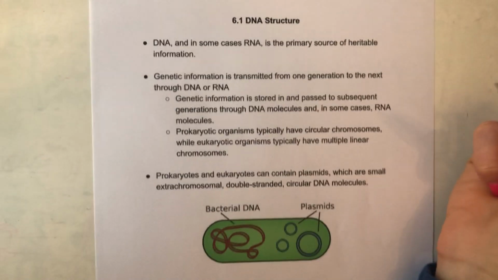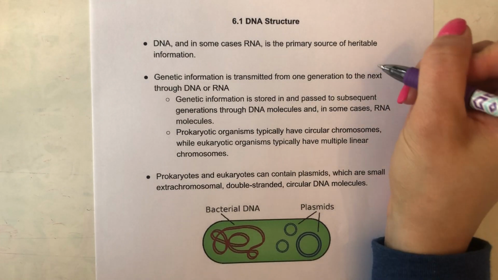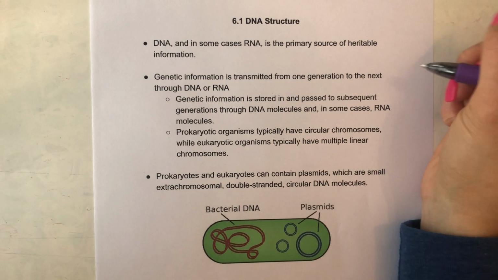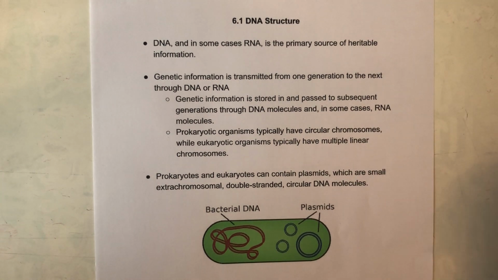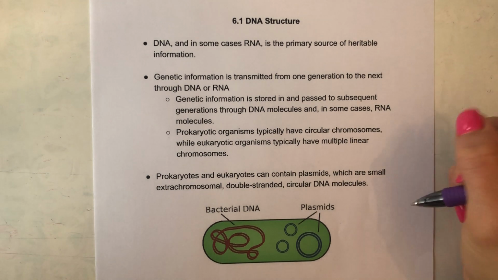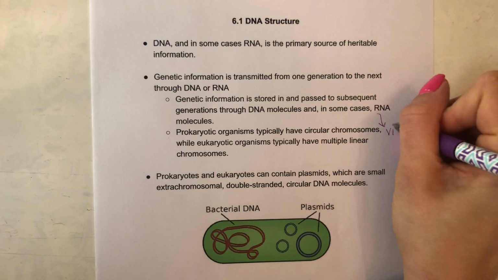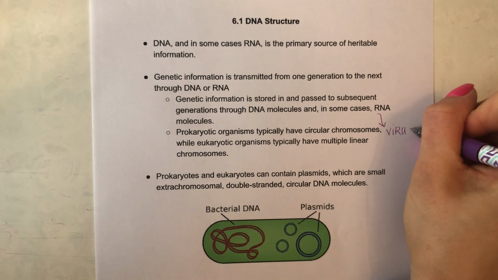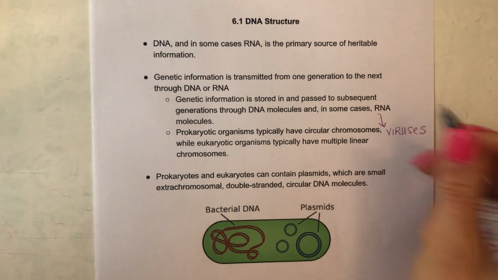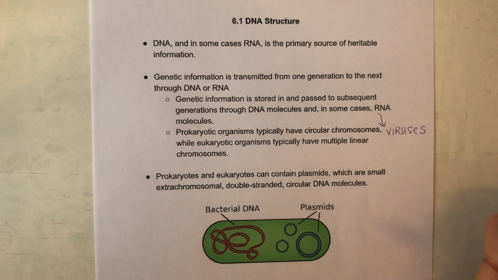So the first part of this talks about DNA and RNA being the primary source of heritable information. So you have to know that genetics can be contained in one of these two sources. For most organisms, it's DNA. So prokaryotes, multicellular organisms like ourselves, and then in some cases, it could be in the form of RNA. RNA we're talking about quite a bit because this is the genetic component of viruses. Viruses pass their genetic information on in a coded RNA sequence.